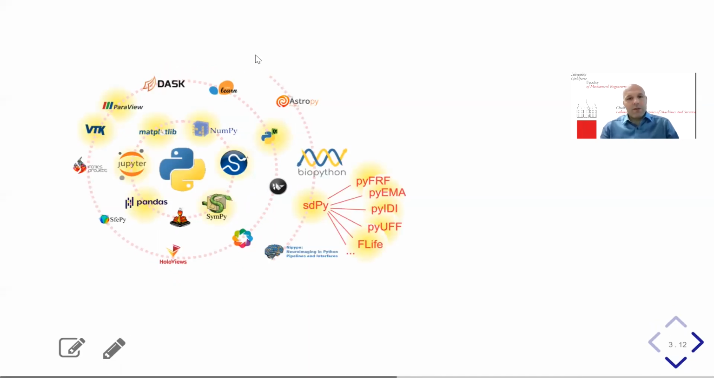And now here with the scientific community packages, so AstroPy is for the astronomical community, BioPython is another community package, and other packages here. What we are looking for is a package or a collection of packages for the structural dynamics community. And in this tutorial, we will touch some of the packages which we are developing in the laboratory for dynamics of machines and structures, like PyFRF for frequency response function, or PyEMA for experimental modal analysis.